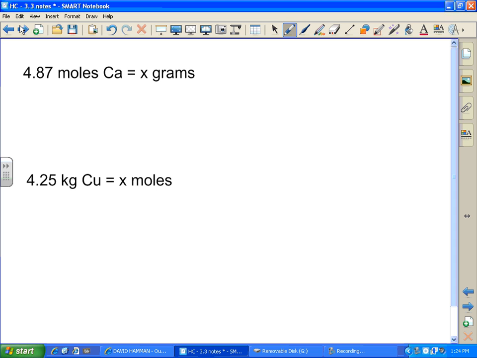All right, so what I have here is 2 more, 1 of each type. What I'm going to have you do here is suggest you pause it, work on these 2, and we'll come back and we'll go over the answers.